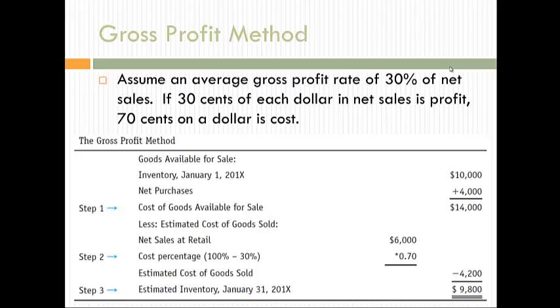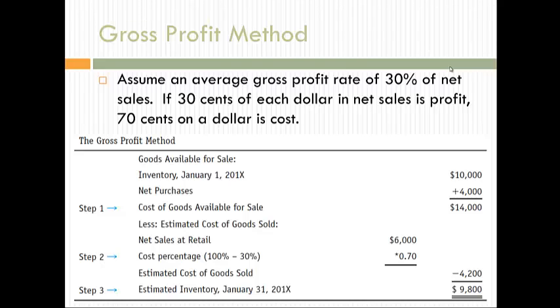Now let's look at the gross profit method. To use the gross profit method, we need to know average gross profit rate, which is calculated by taking gross profit and dividing it by net sales. Let's assume we have an average gross profit rate of 30% of net sales. This means 70% is cost. For every dollar of sales, 30% is profit and 70% is cost of goods sold.